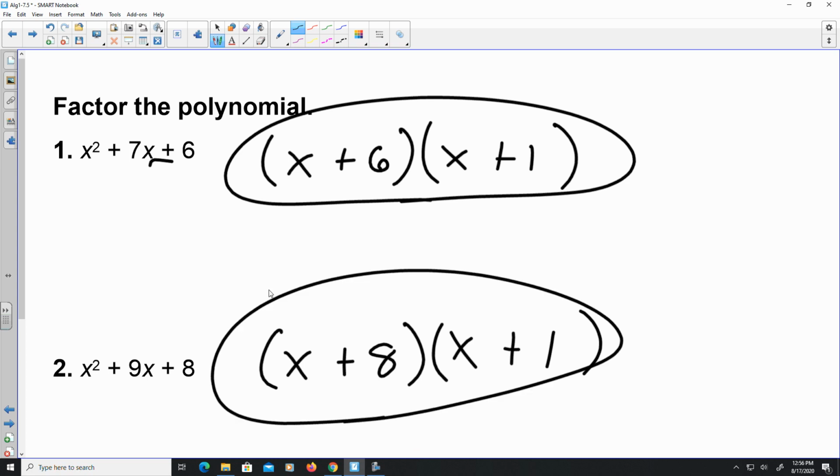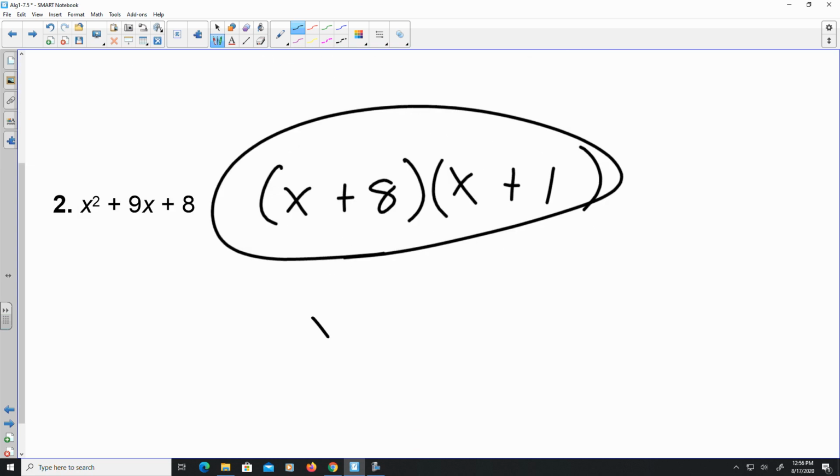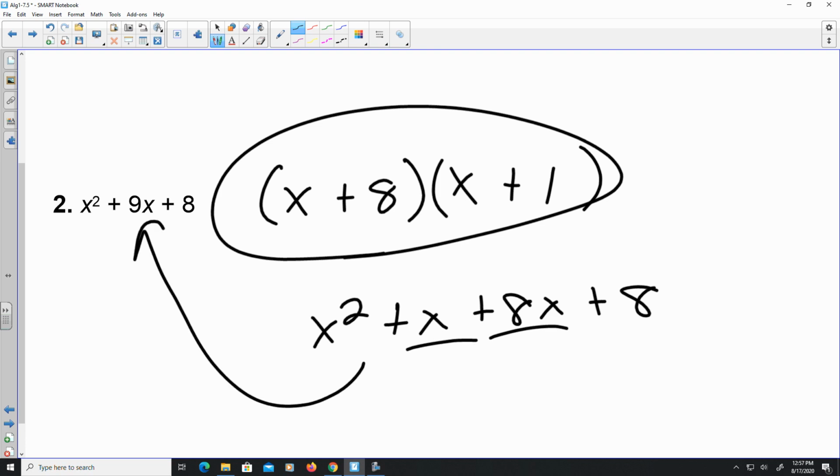Like I said, you can check it out. So if I went x times x, x squared, x times 1 is plus x, 8 times x is plus 8x, and 8 times 1 is plus 8. Combining like terms here, when you combine those like terms, you do in fact get x squared plus 9x plus 8. So again, this is just checking your work.